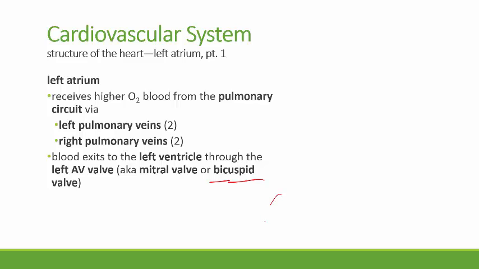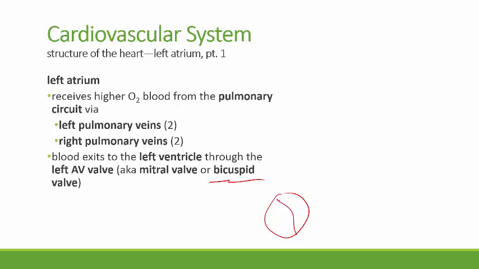So if you look down into the left AV valve, you would see that it just has 2 flaps to it. And that's why it is so prone to prolapse. Not only are there just 2 valves, rather than splitting the blood pressure that develops there in the left ventricle among 3 valves, there are only 2 valves there to take it.